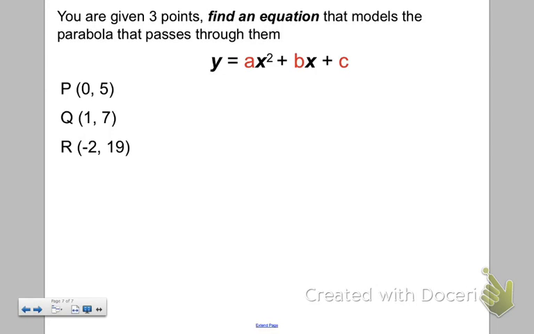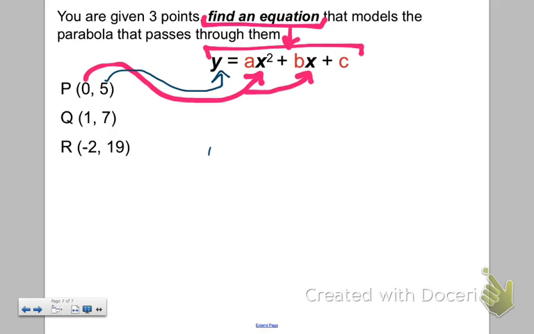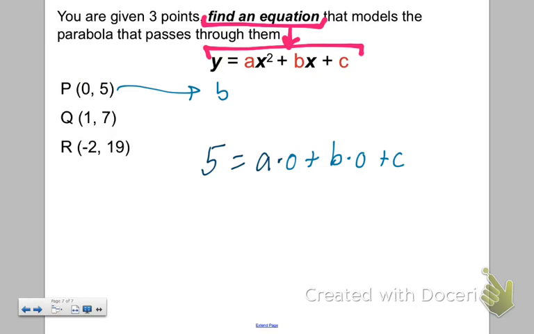Alright, so for finding the equation of a parabola that goes through 3 points, what we want to do is keep in mind that our end goal is to get the equation. So the things we don't have are a, b, and c. Once we have those coefficients, then we would know our equation. So we're going to take the first point and plug in the x values and the y values. So what that means is I plug in 0 for x squared and x, and then plug in 5 for y. So that gives me this equation, which simplifies to this.